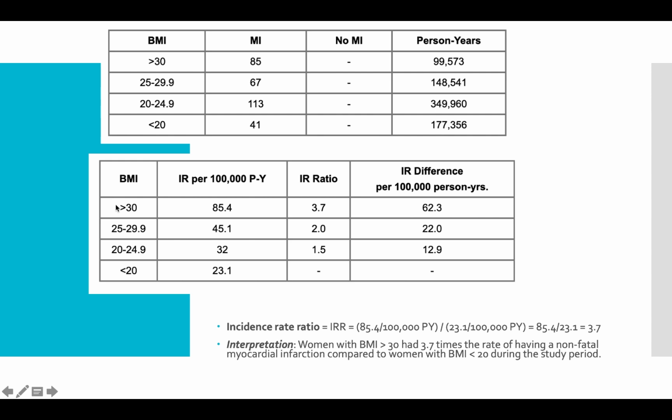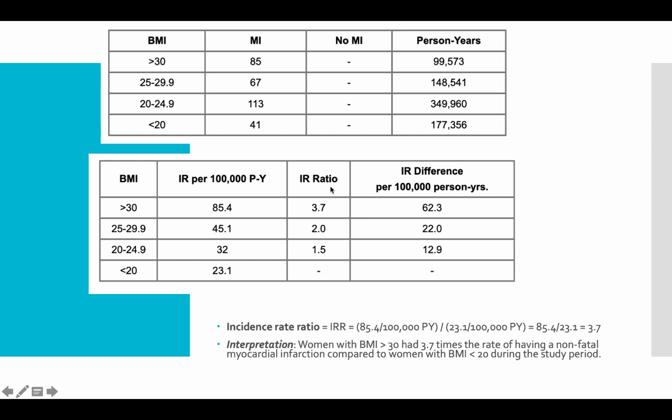So in the group of BMI larger than 30, the incidence of MI is 85. The person-years in this group is 99,000. So the incidence rate per 100 patient-years is just 85 per 99. So we have this one. And then the incidence rate ratio in this population is 3.7.